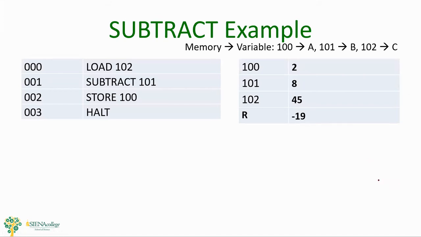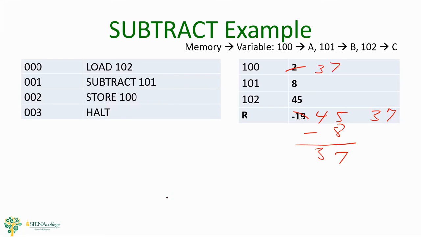Load 102. 102 has a 45 in it. So load 102 is going to take that 45 out of 102 and put it into the register R. Subtract 101. 101 has an 8. So 45 minus 8 is 37. So 37 would be in R. Store 100 will take what's in R and put it into location 100. So that 2 will change to a 37.